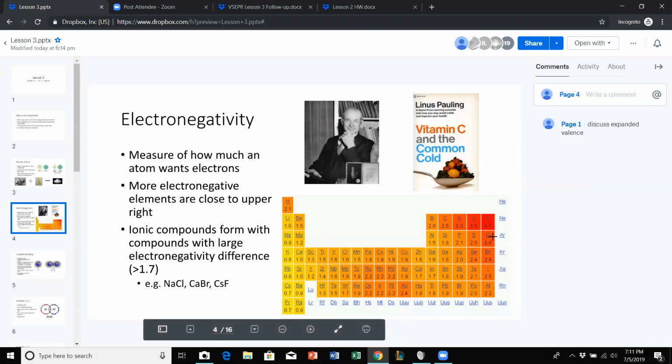So basically, the chlorine is very electronegative, it's very willing to accept those electrons, and the sodium is not too attracted to the electrons, so it's willing to give them up. As another example, calcium and bromine. That's another big difference, so we have calcium bromide, and the biggest difference is cesium and fluorine. Fluorine is the most electronegative element. Okay. So do you have any questions on electronegativity?